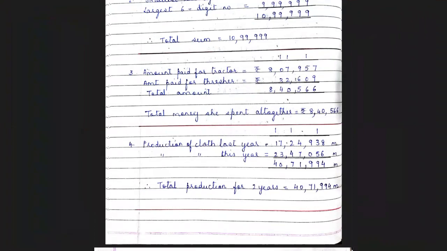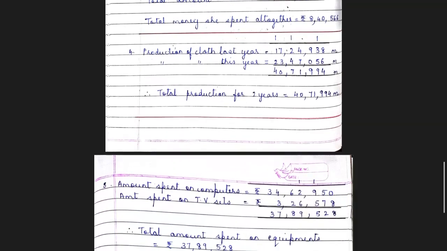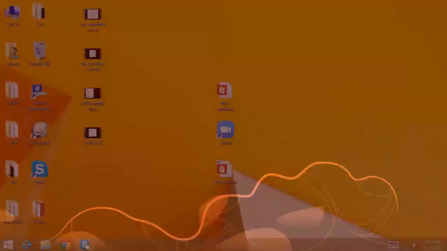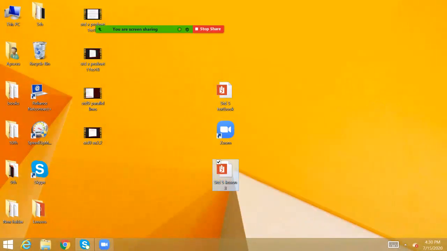For total amount, add both of them up: 9 plus 7 16, 6 carry over 1, 5 plus 1 6, 6 plus 0 is 6, 9 plus 6 is 15, 5 carry over 1, 7 plus 1 8 plus 2, that's 10. So 0 carry over 1, 3 plus 1, that's 4, and 8 you will write as it is because there is no number down. So that's 8,40,566 rupees. So that is the total money that she spent altogether. Okay. Next, we go to question number 4.